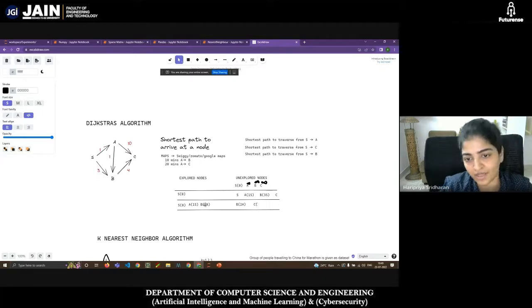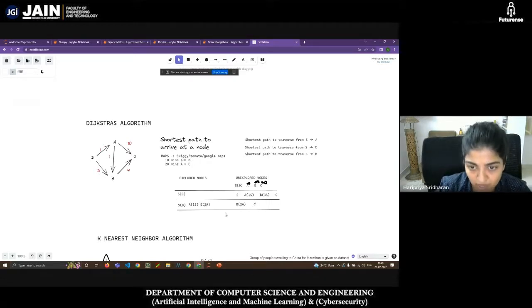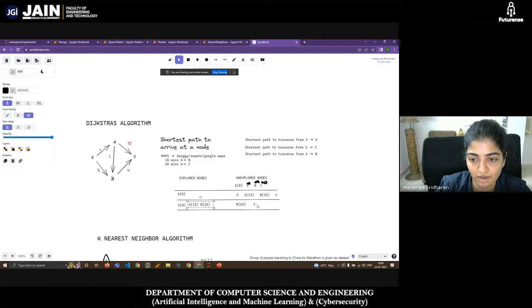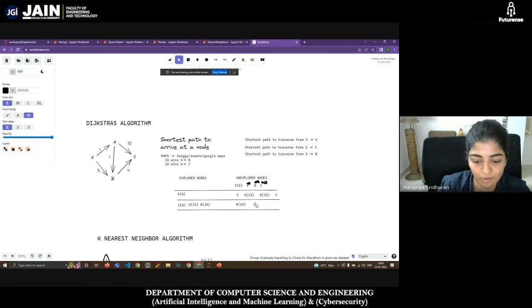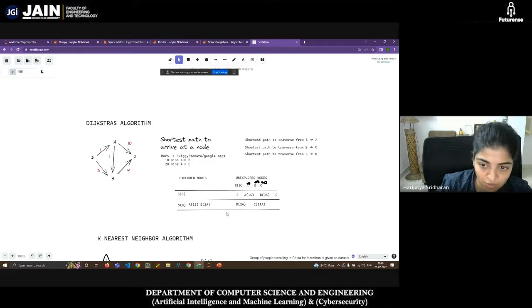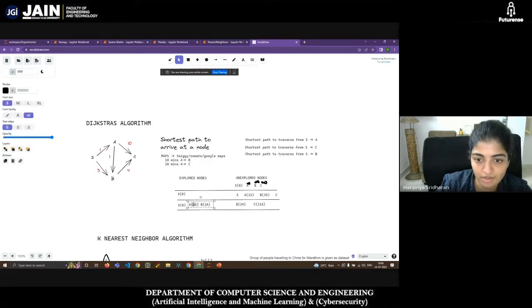So at this stage, we will just keep it like this. From S, can we actually traverse to C? Yes. How do we traverse? 1 and 10, so it is going to be 11 via A. So again, we are going to consider these, and then take C.